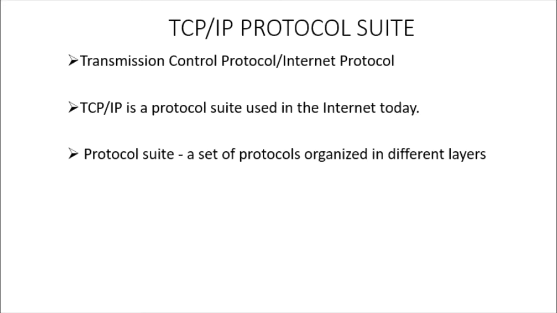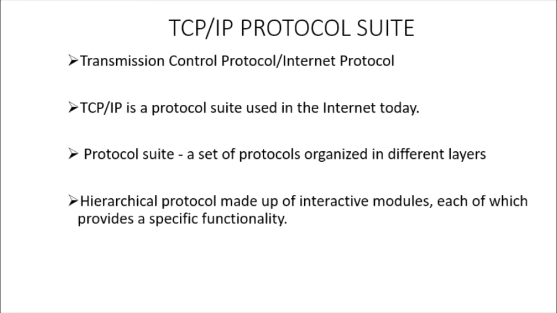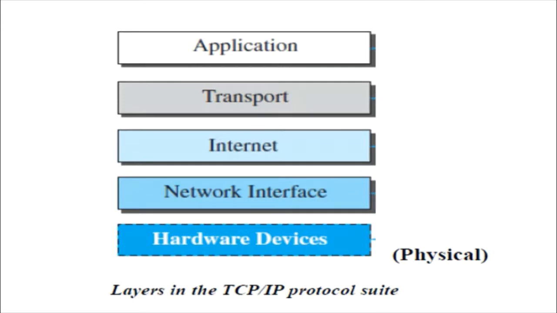The TCP/IP model has various protocols in its 5 layers. These protocols are arranged hierarchically. These modules are interactive and each module provides a specific functionality. These protocols define the way information flows from layer to layer. These are the various layers that are available in the TCP/IP protocol suite. At the bottom layer, we have the hardware devices, followed by the network interface, then internet, transport, and application layer.